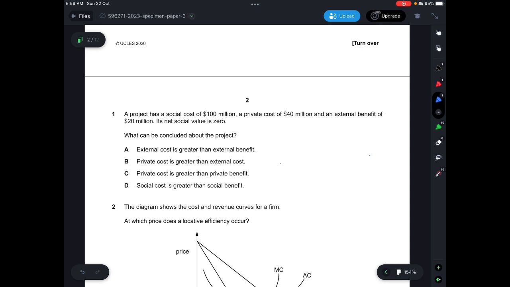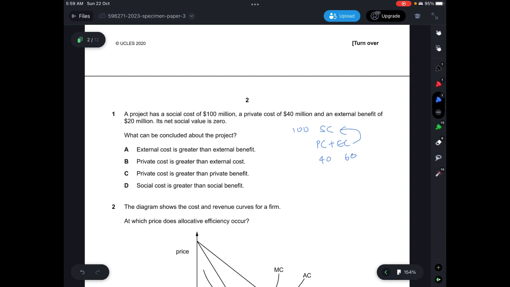As you can see here, we already know the cost of this project. The social cost, which I'm going to abbreviate as SC, is basically private cost plus external cost. We know that our social cost is 100 million and our private cost is 40 million. So we put 40 into private cost and 100 into social cost. This means that our external cost would be 60 million.